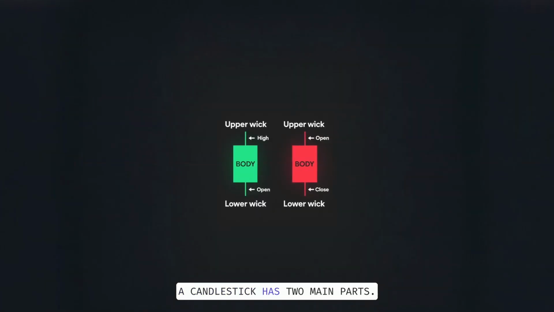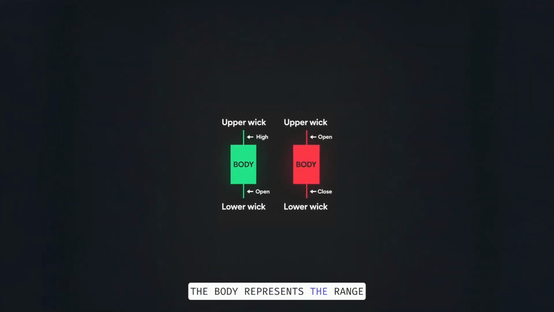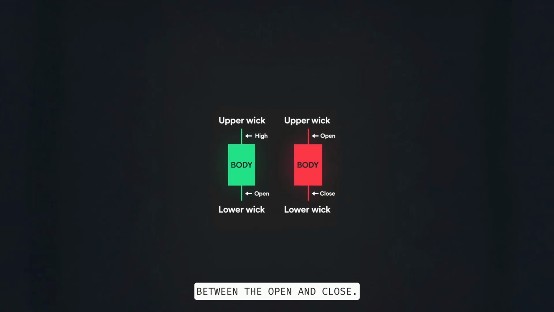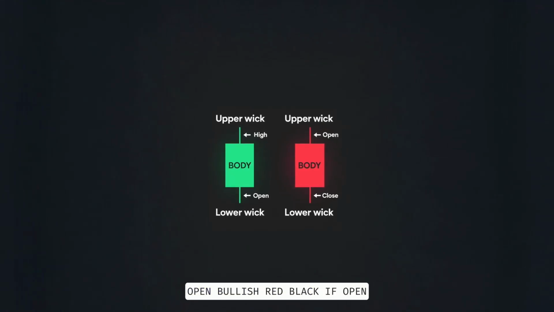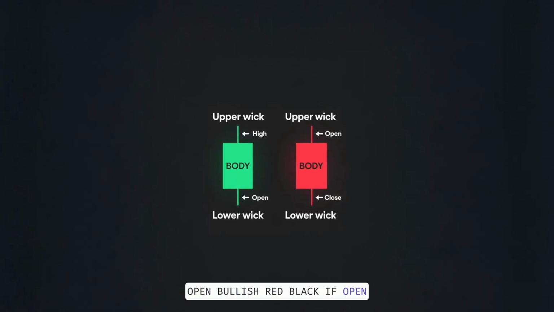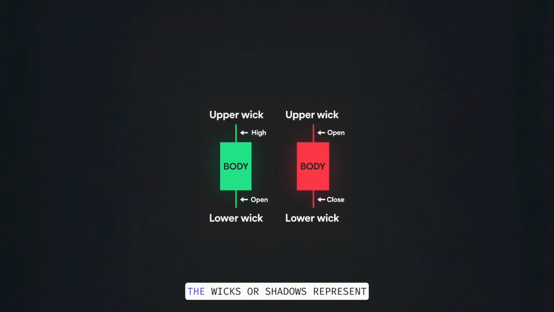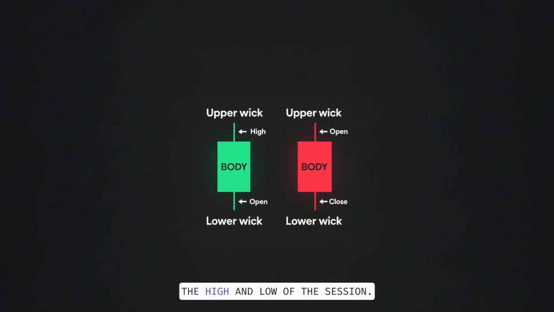A candlestick has two main parts. The body represents the range between the open and close. Green or white, if close is higher than open, is bullish. Red or black, if open is higher than close, is bearish. The wicks, or shadows, represent the high and low of the session.